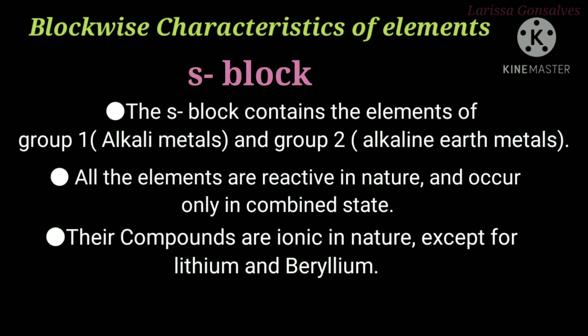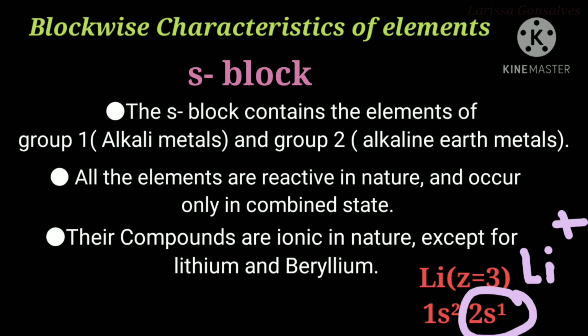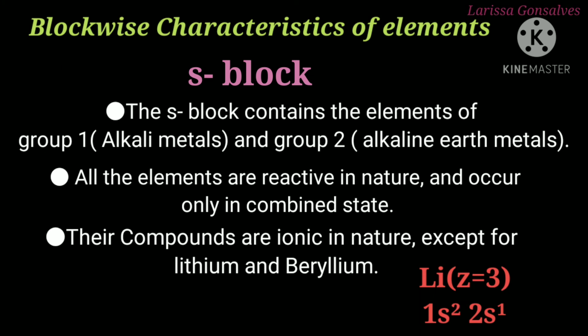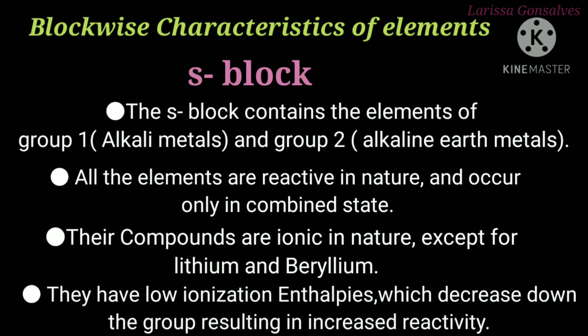However, this is not possible for lithium and beryllium. The reason lithium and beryllium do not form ionic compounds is because they have only one or two valence electrons, which they can lose readily to form M+ or M2+ ions. Lithium has atomic number 3, so its electronic configuration is 1s2 2s1, so it can lose that one electron and form an M+ ion. Also, they have low ionization enthalpies which decrease down the group, resulting in increased reactivity.